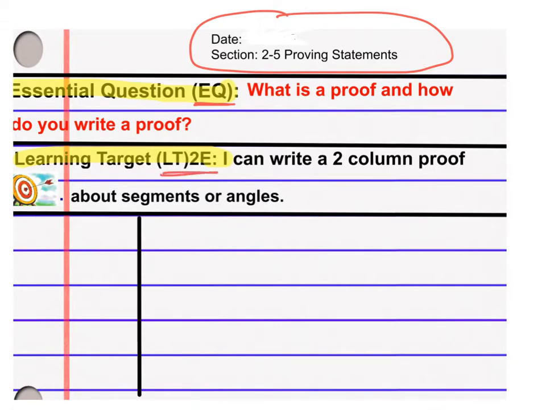Learning target, we're on 2E. I can write a two-column proof about segments or angles. So if you need to pause the video, go ahead and do so.